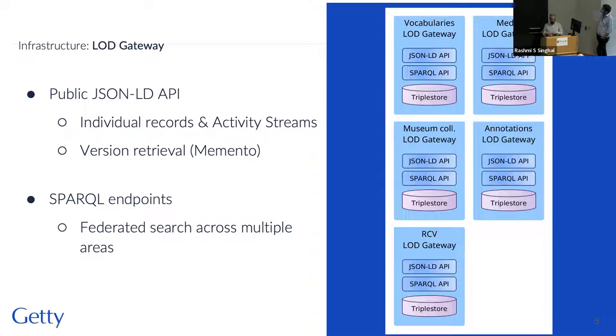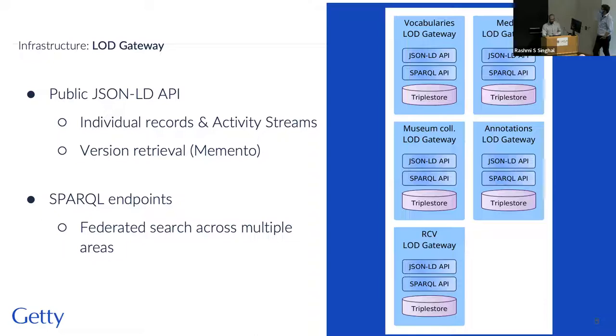Now I think we're just at the beginning for that. And one for the research collection viewer, which is the Getty Research Institute collections. Each of these units has a triple store that, as I said, we can perform SPARQL queries against, or we have a simple REST API where you can pull JSON-LD from, and also an activity stream feed.